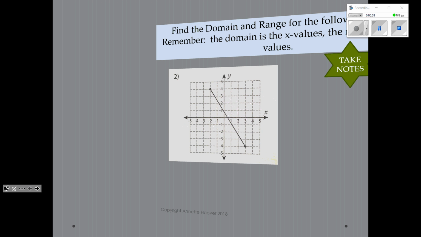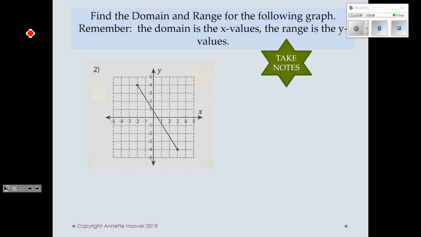Okay, this is going to be part 3. We were looking at functions and finding the domain and the range. So if we look at this one, I can't remember if I did this on part 2 or not, so I will redo it.